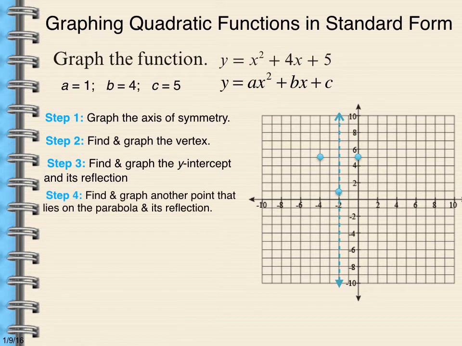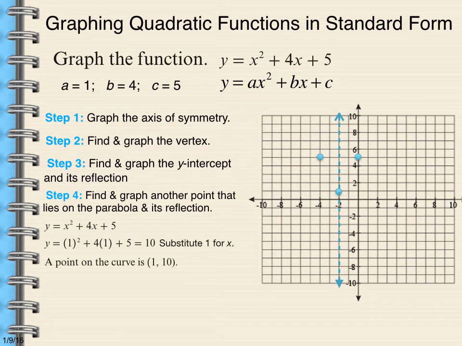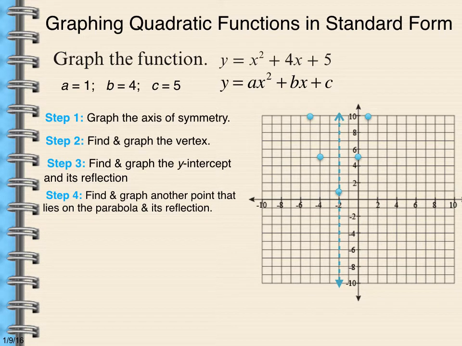Step 4 is to find and graph another point that lies on the curve along with its reflection. So I like to use convenient values of x, such as x equals 1. We haven't done that yet, so we'll substitute x equals 1 into the original equation. 1 squared plus 4 times 1 plus 5. Therefore, 1, 10 lies on this curve, and here I've plotted it along with its reflection. And our final step is to graph this curve.